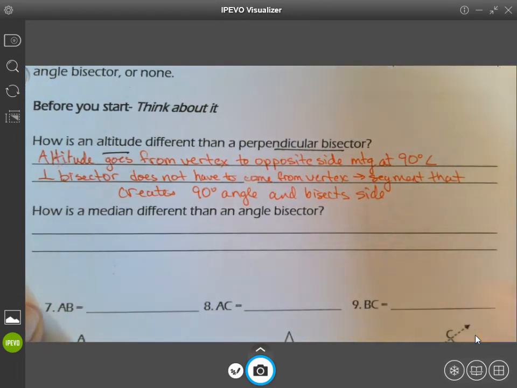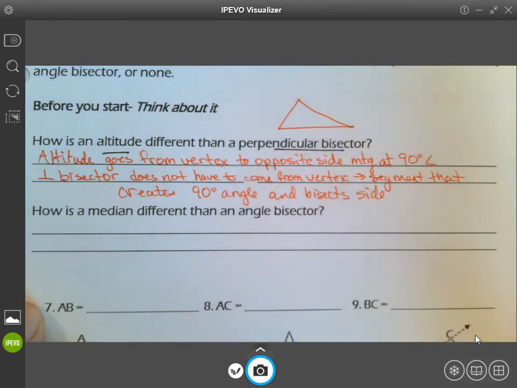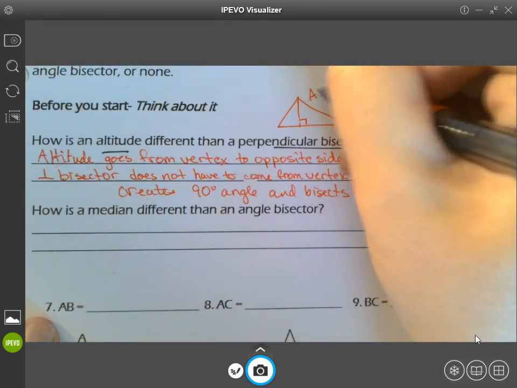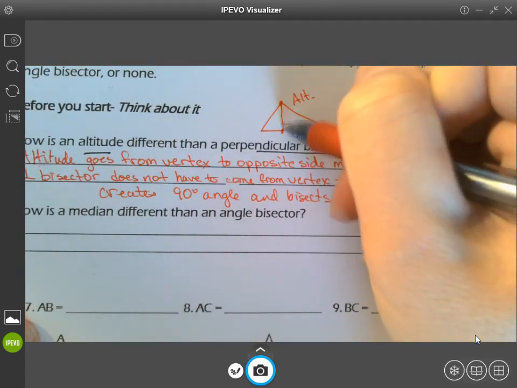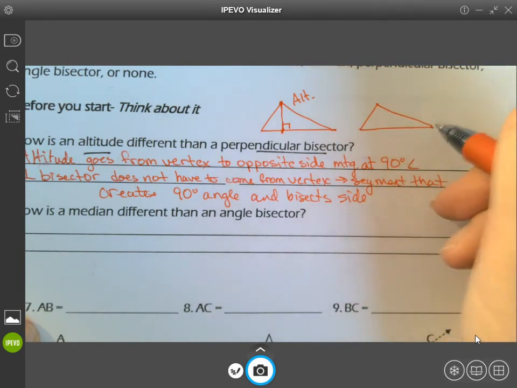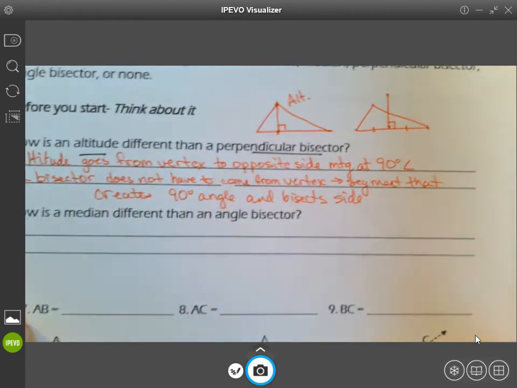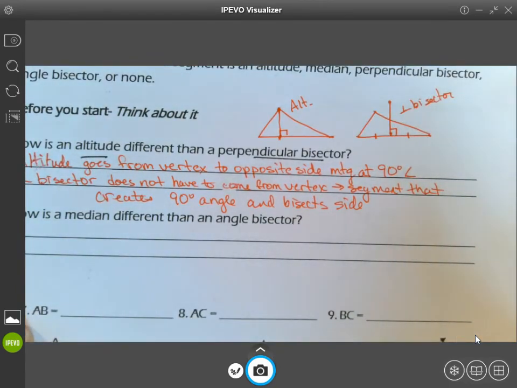So let me give you an example. I'll do 2 different ones. This line is an altitude, okay? Because it goes from vertex to 90-degree angle, and that's all we know, 90 degrees. If I have a triangle that looks like this, this is a perpendicular bisector because it splits it in half. So that is a perpendicular bisector. All right, that's the big difference.